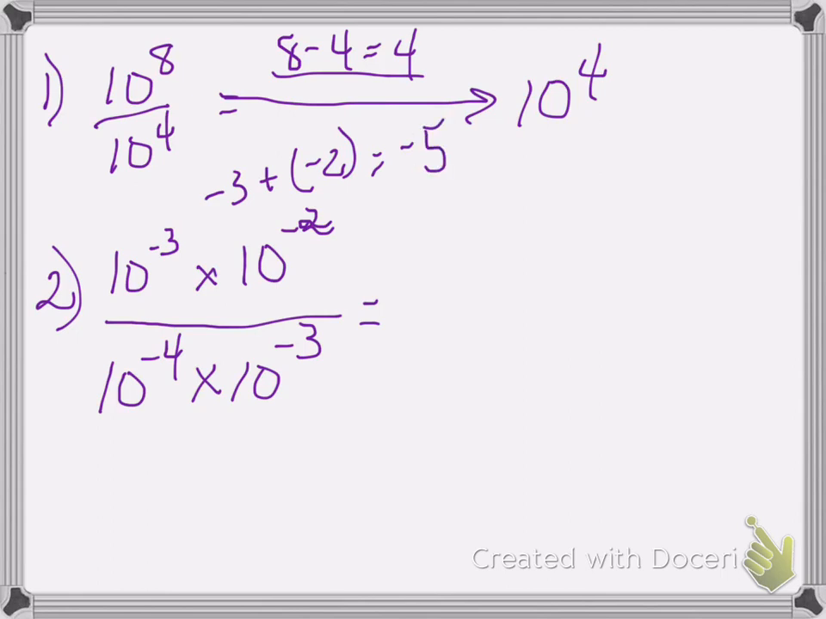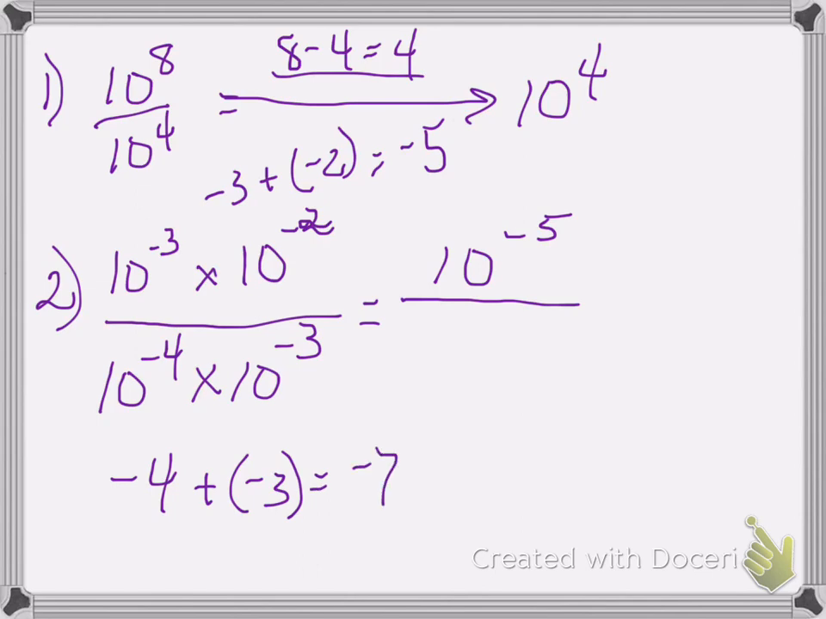And so in this case, in the numerator, I have 10 to the minus 5. In the denominator, I have minus 4. I'm multiplying it times 10 to the minus 3, so it's going to be plus a minus 3. A minus 4 plus a minus 3 is a minus 7. So the denominator will be 10 to the minus 7.